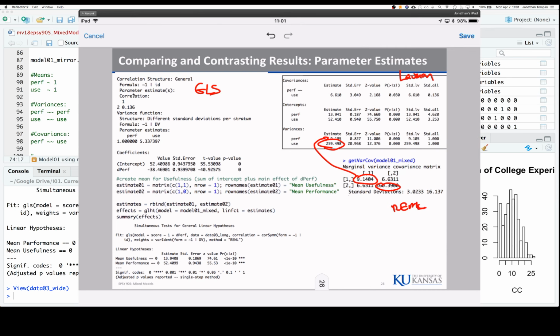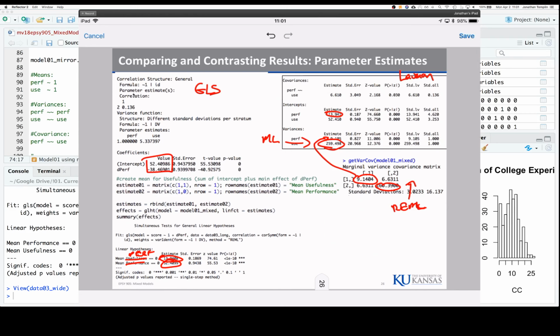REML has unbiased estimates here, whereas ML right here is biased. Slightly different though. We have a fairly large sample size, so it's not a big difference in what we end up seeing. The other thing we'll note is that we end up getting roughly the same means. The mean usefulness, remember that came from the sum, actually this would be mean performance, right here. This came from the sum of these two fixed effects. It's 13.941, and that's roughly the same here. So the REML doesn't affect the mean, the fixed effects, it affects the variance components.